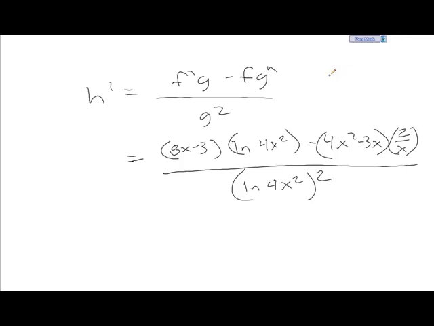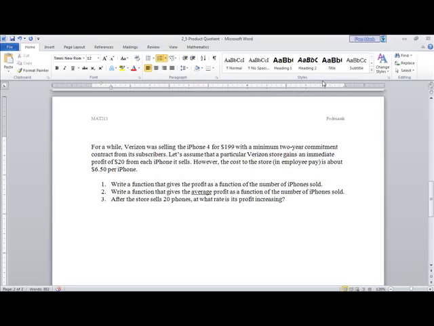To wrap things up, let's take a look at a real-world application of this. Why might this be relevant? For a while, Verizon was selling the iPhone 4 for $199 with a minimum 2-year commitment contract from its subscribers. Let's assume that a particular Verizon store gains an immediate profit of $20 from each iPhone it sells. However, the cost to the store in employee pay is about $650 per iPhone.